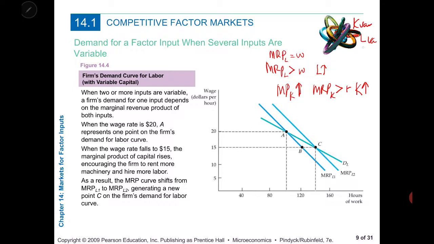Okay, but with more labor working with more capital, the result is that MRP will shift. We're talking about labor only here in this graph, we don't show the MRPK. MRPL will shift to the right because now it is able to produce more. Okay, but when it shifts to the right, the equilibrium will be at C.